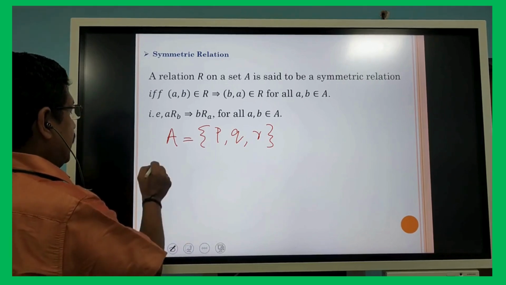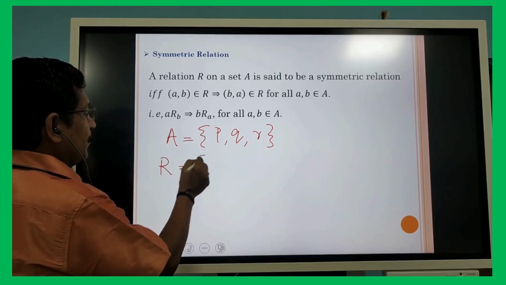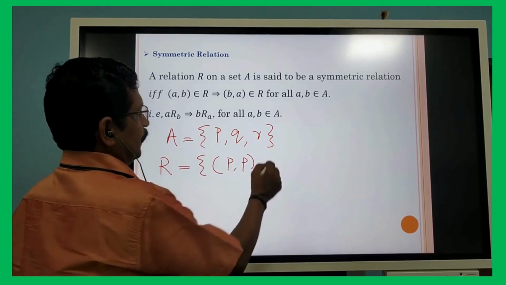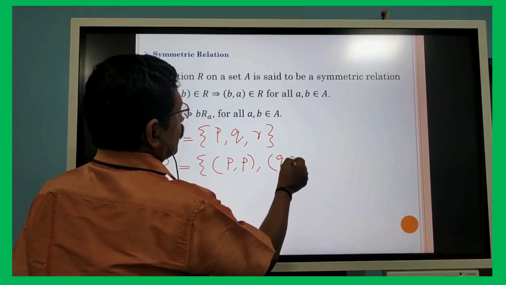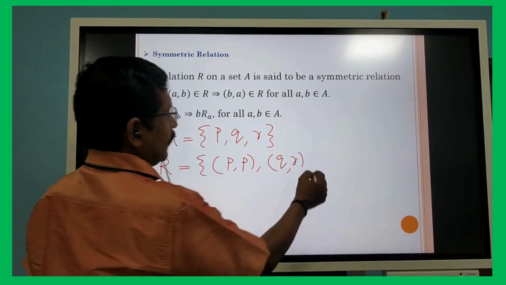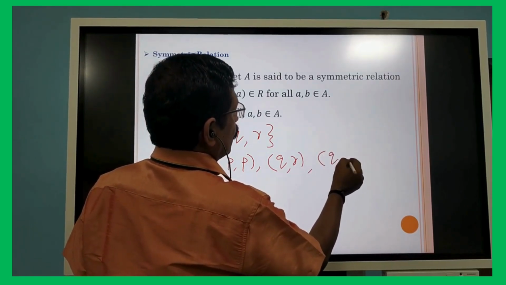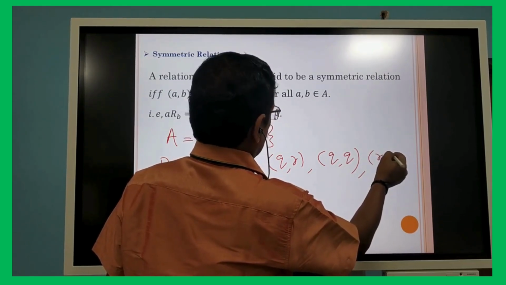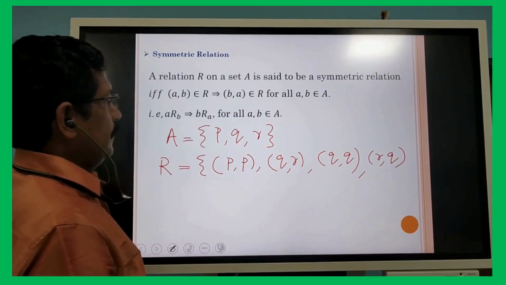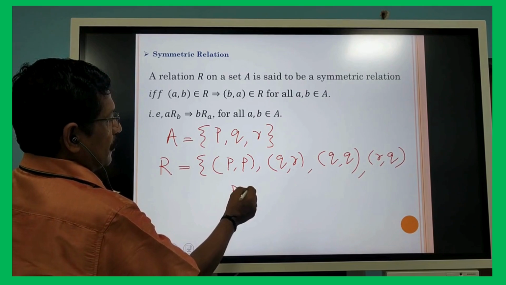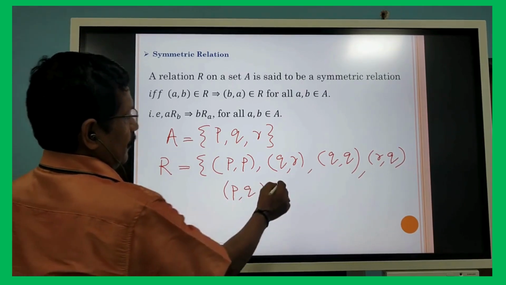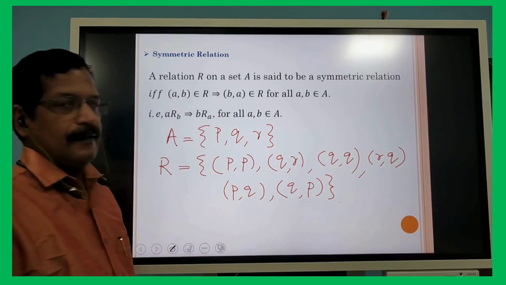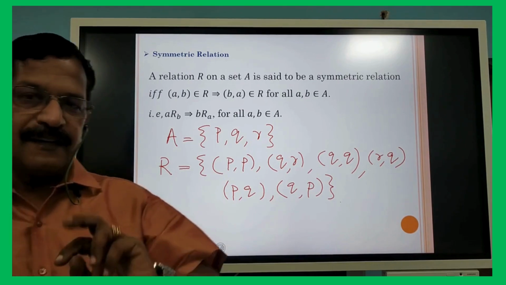The relation R is defined as R equal to: p is related to p, q is related to r, q is related to q, r related to q, p related to q, and q related to p. Check whether the relation R is reflexive.